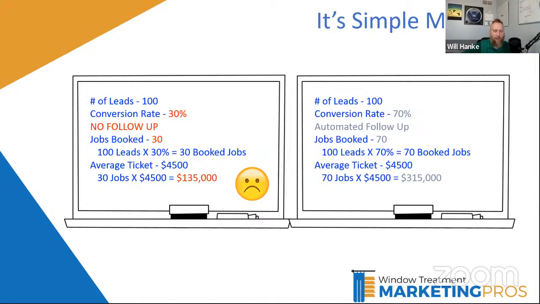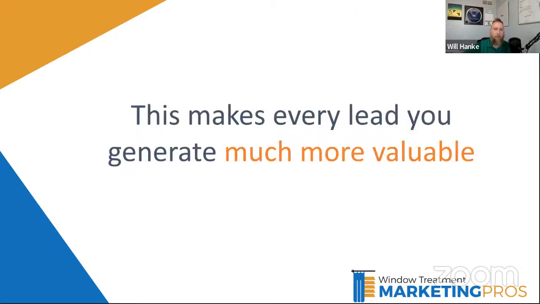But that same 100 leads, if you're able to convert closer to 70% of those leads, that's a difference of almost $200,000 in potential revenue for your business. Same 100 leads coming in. It's just that having some sort of a system in place to help you accomplish that really helps, which makes every lead obviously a lot more valuable to you.